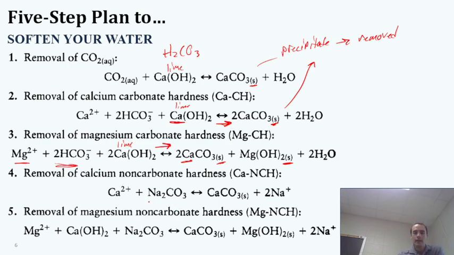So in this case, here we're adding the soda ash, and this is Na2CO3. And if you notice here, Na2 is not going to contribute to hardness, right? Because that's just going to be +1. Na+ is going to be a non-hardness species.